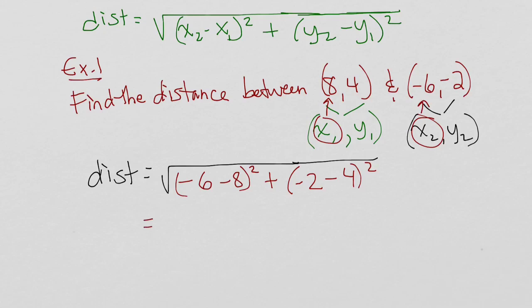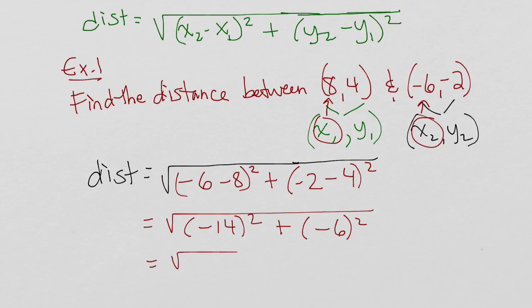So now I have to calculate this. So negative 6 minus 8 is negative 14. So it's negative 14 squared. Negative 2 minus 4 is negative 6 squared. So I end up with, and if you don't know what negative 14 squared is, just square 14, or negative times negative will be positive, you'll get 196. So you have 196 plus 36. This is both under the square root. You have to calculate what's under the square root first. You can't take the square root of two separate terms. So you get the square root of 232.